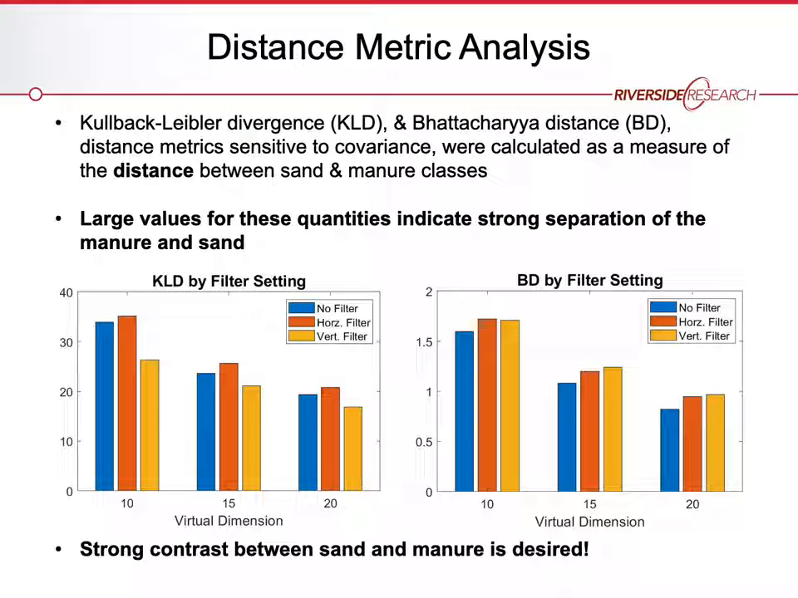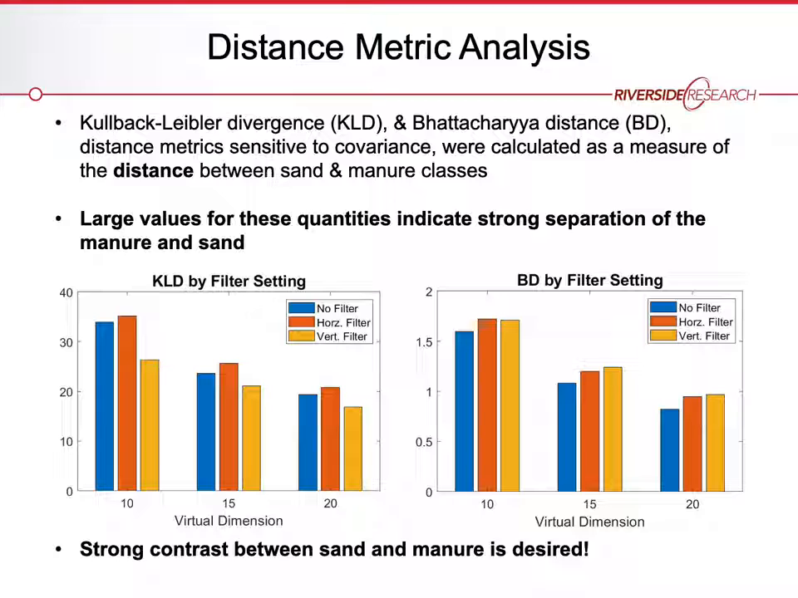We also performed a distance metric analysis of the data. In particular, we use the Kullback-Leibler divergence and a Bhattacharyya distance, which are both sensitive to covariance, as ways to calculate the distance between the sand and menorah classes. Again, we're trying to parameterize the distance between the sand and menorah classes.